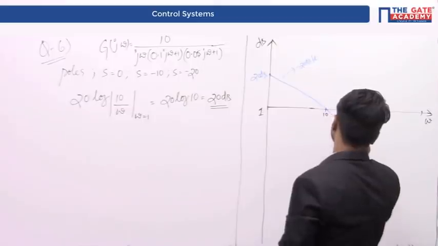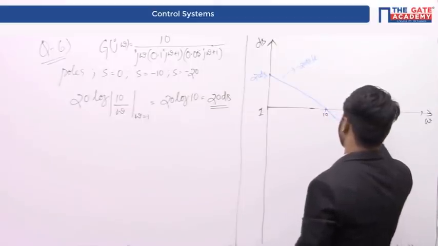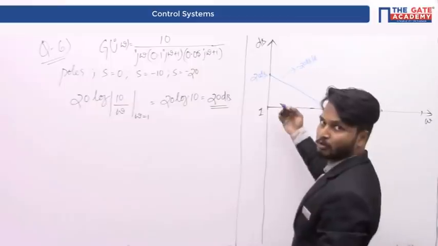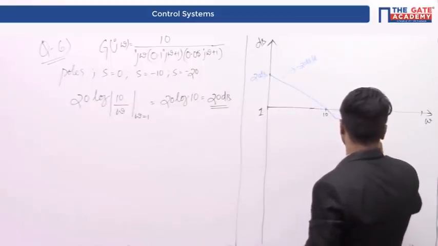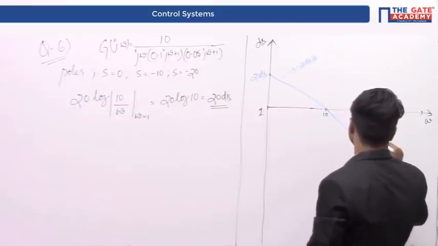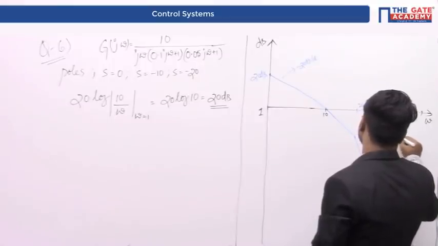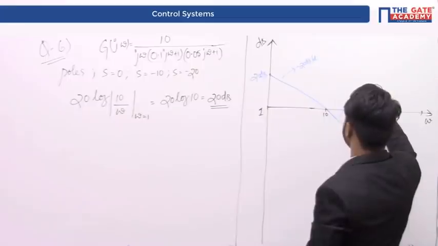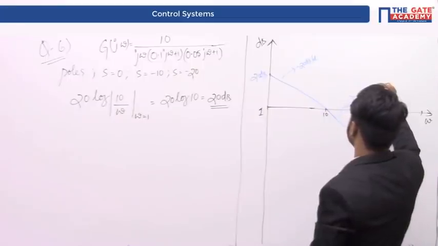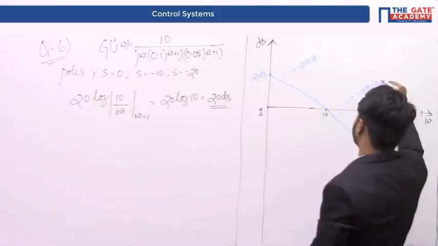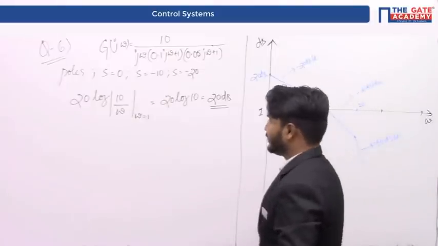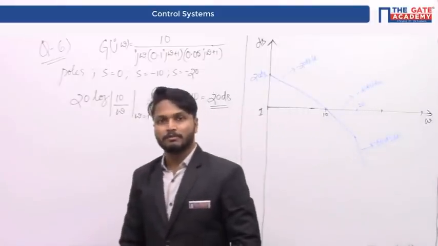So the slope has now become 40 dB per decade. After 20, it has encountered one more pole. Therefore, its slope is going to be minus 60 dB per decade. Minus 60 decibels per decade. Here the slope is minus 40 decibels per decade. Therefore, it is asked to calculate gain margin and phase margin.